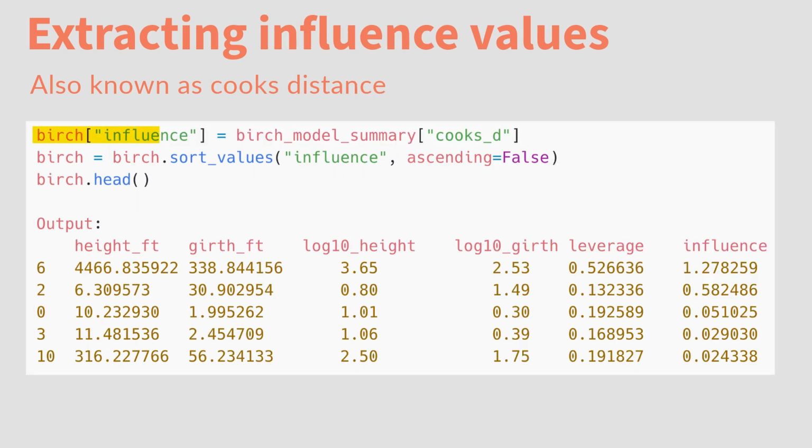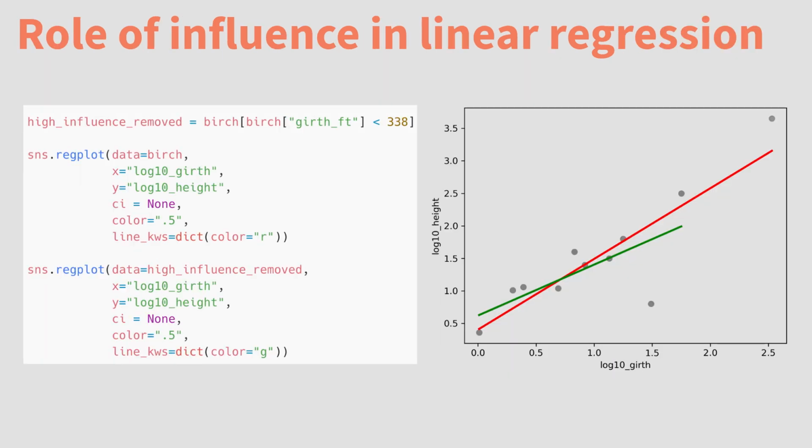We can find the most influential trees by arranging the rows by descending Cook's distance values. Here you can see the two data points that had large residuals. Influence measures how much an observation impacts the estimated coefficients and the fitted values of the regression model. To see how influence works, let's remove the most influential birch tree. Then we draw the usual regression line in red, but add another regression line in green using the dataset without that unusual tree. Now we can see that the slope of the line has completely changed just by having one less data point.